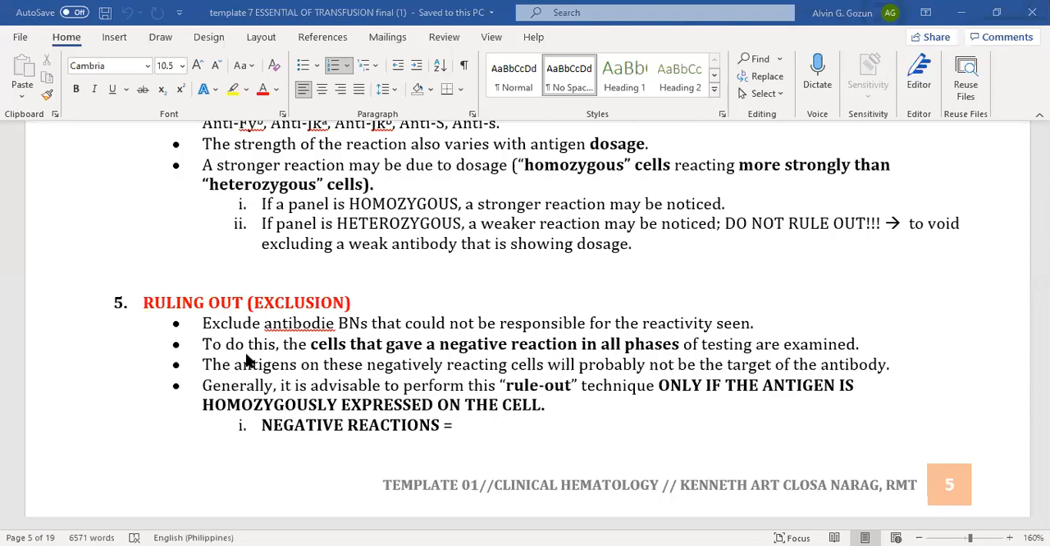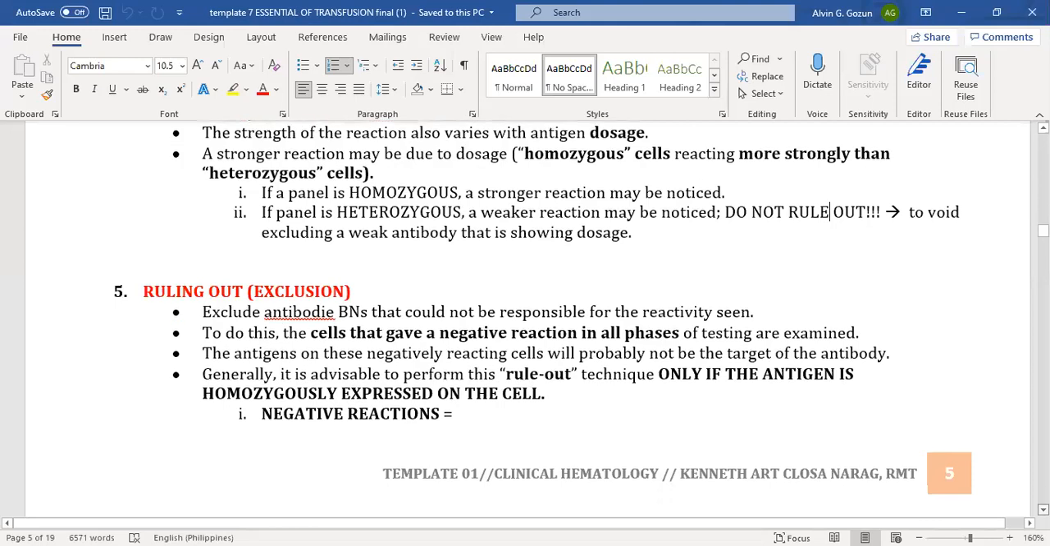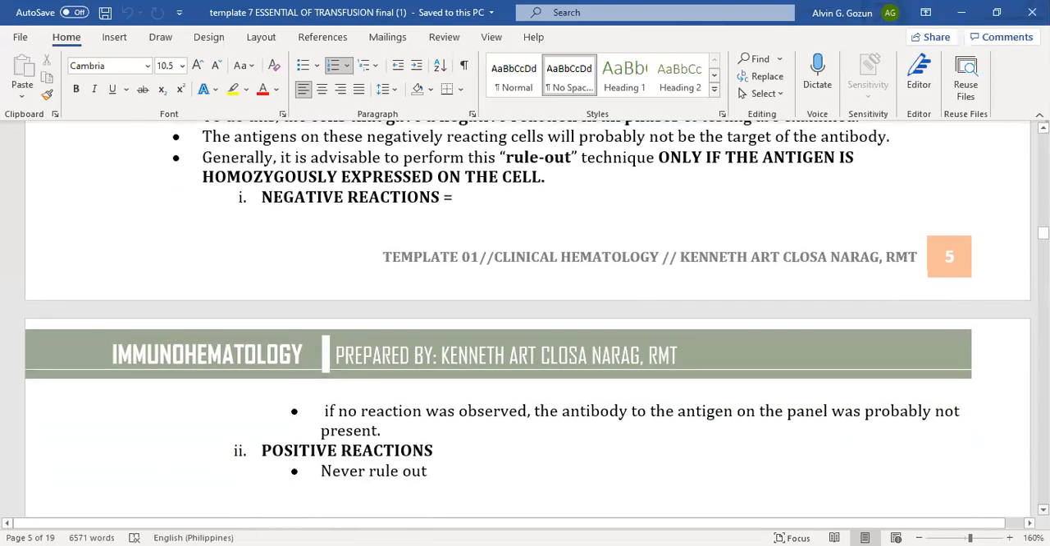Okay. To do this, the cells that gave a negative reaction in all phases of testing are examined. Yung check mo. The antigens on these negatively reacting cells will probably not be the target of the antibody. Generally, it is advisable to perform this rule-out technique only if the antigen is homozygously expressed on the cell. So negative reactions, if no reaction was observed, the antibody to the antigen on the panel was probably not present.